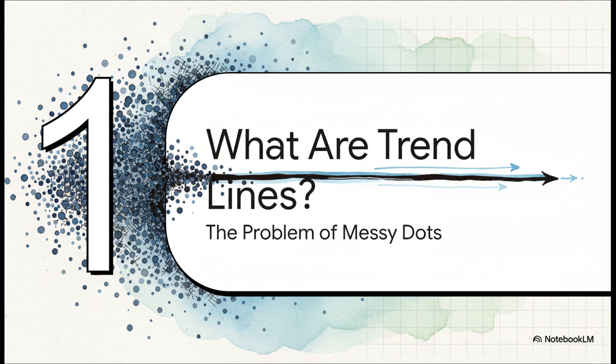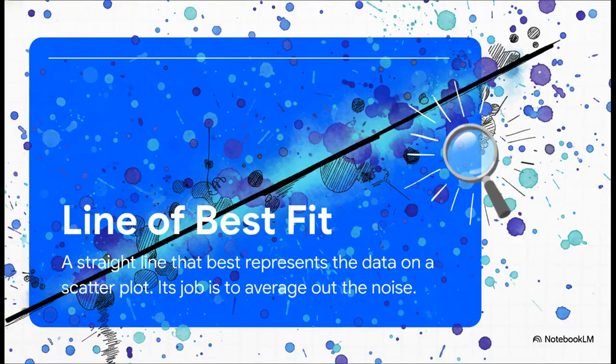Okay, so first things first, the problem of messy dots. Scatter plots are great. I mean, they let you see if there's a relationship at all, but that's all they do. They don't give you a tool for prediction. We need to go from this cloud of maybe, sorta, kinda data to a single, confident line that tells us where things are headed. And this is our tool, the line of best fit.